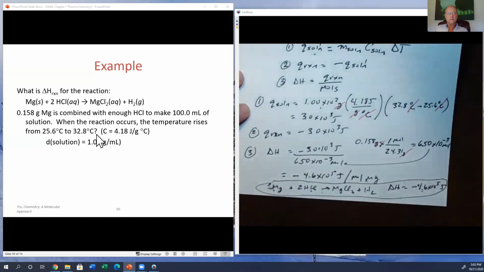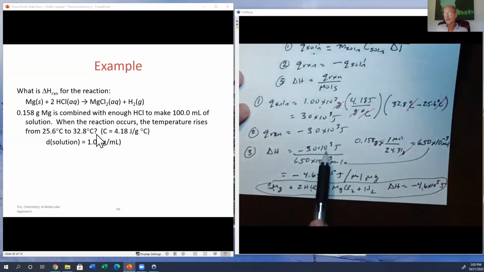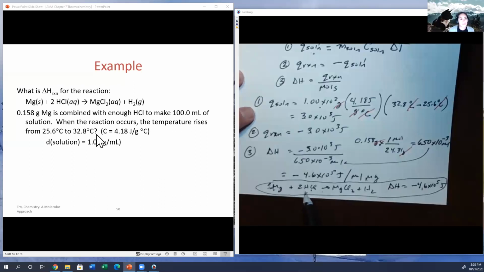Good question. Would you get the same thing if you're doing it for HCl? So if you figured this out for HCl, you would get a number that was per mole of HCl. But then if you were to write the equation like this, what would you have to do to that number in order to make it match the equation? You'd have to multiply by 2, right? Because there's a 2 here.